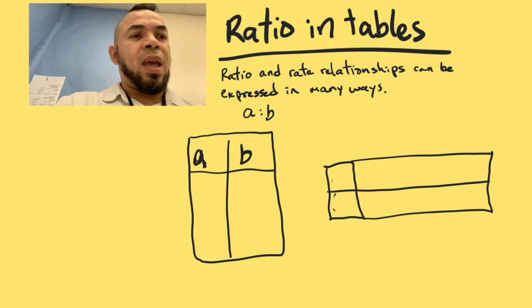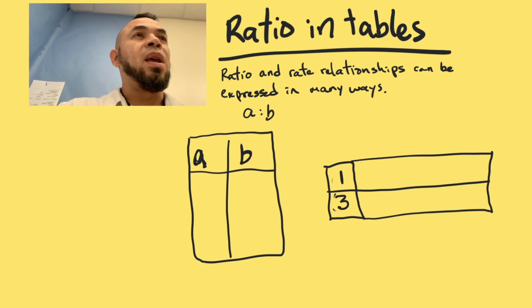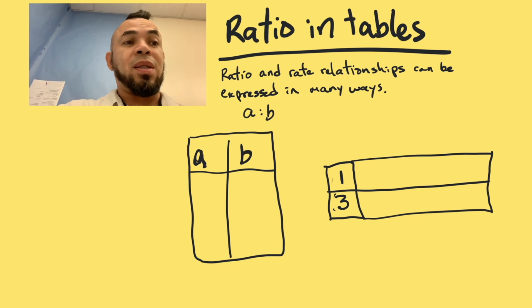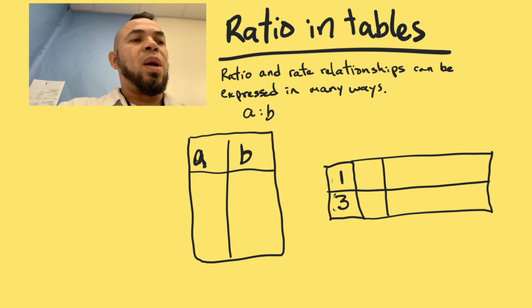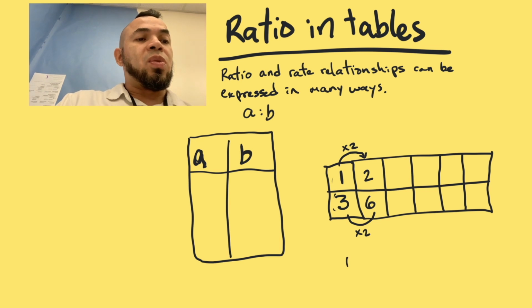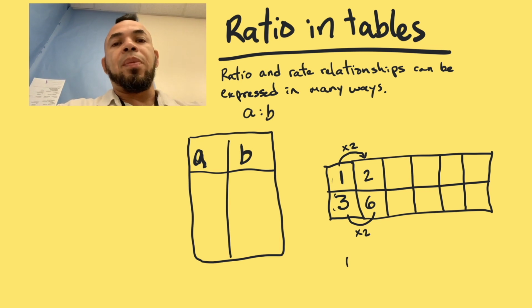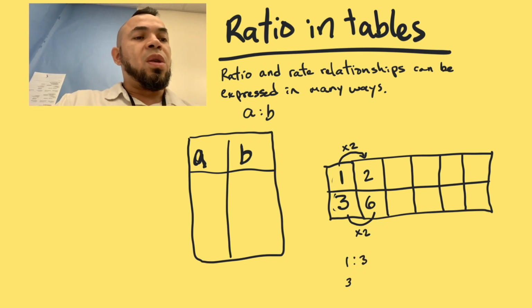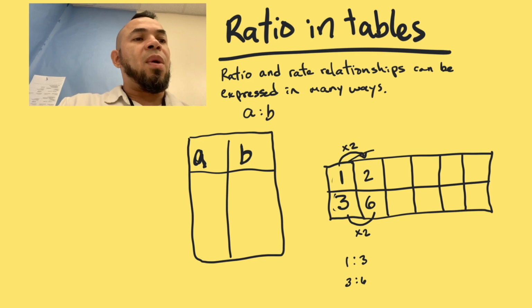So let's say, for example, this A happens to be a 1 and the B happens to be a 3. So you have a ratio of 1 to 3, okay? What I've told you in class is whatever happens to one side happens to the other. That's how we maintain the equivalent ratio. So let's say we multiply both sides times 2. So 1 times 2 is 2, and 3 times 2 is 6. So they are equivalent ratios: 1 to 3 is equivalent to 2 to 6. And you can keep going that way, okay?